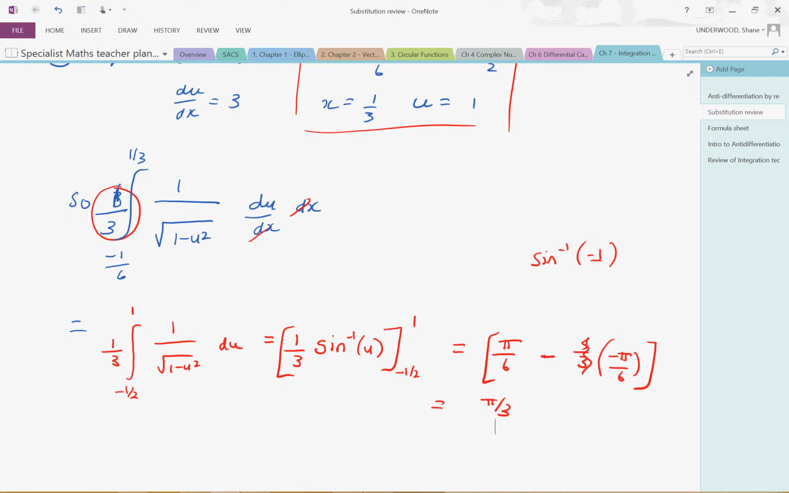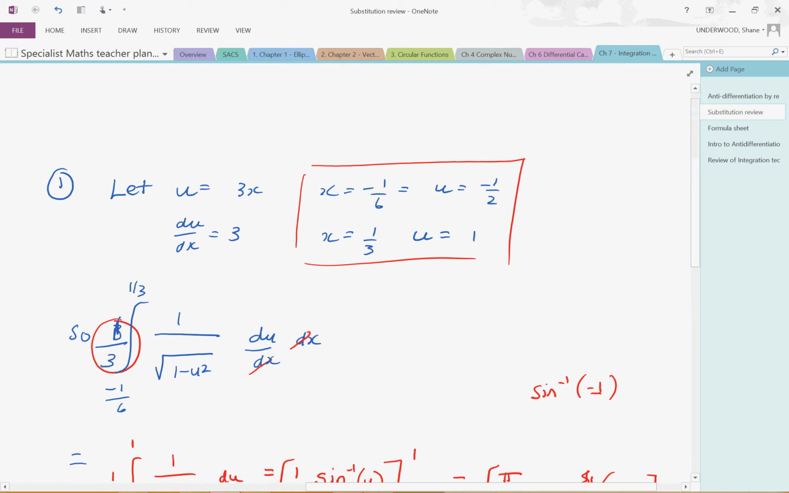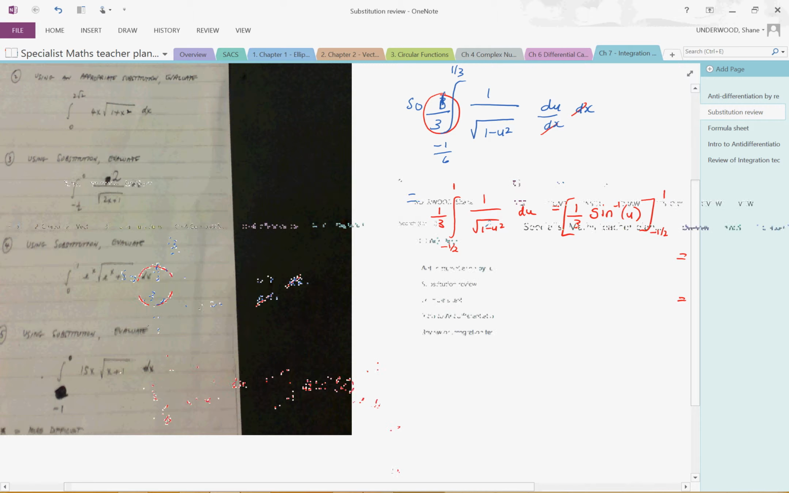Oh, didn't I what? Okay, the third. So I've got minus pi on 6, but that's times it by a third. So we've got pi on 6 plus pi on 18, is that right? Which is 3 pi plus pi, 4 pi on 18, which is equal to 2 pi on 9, is that right? Yeah. Okay. Wow, pretty rusty. All right, so that was the first one. Should be okay, that was pretty straightforward.